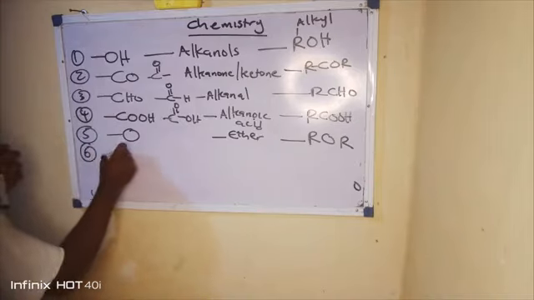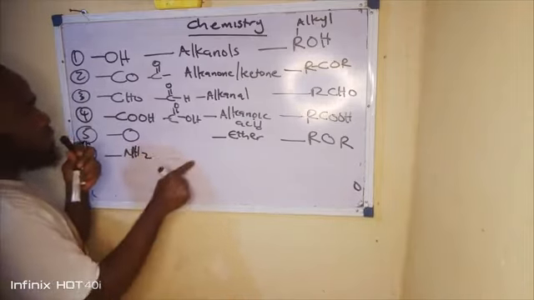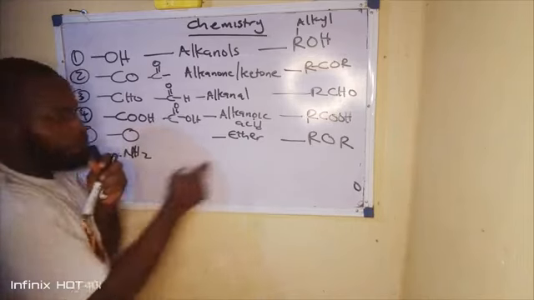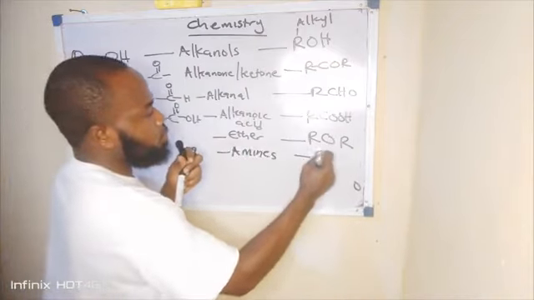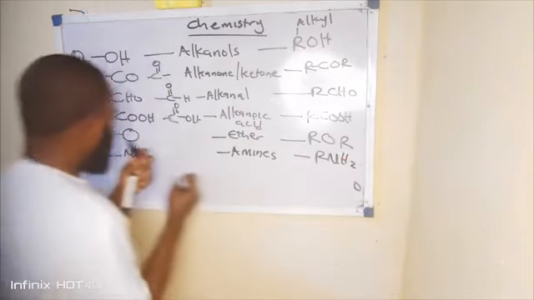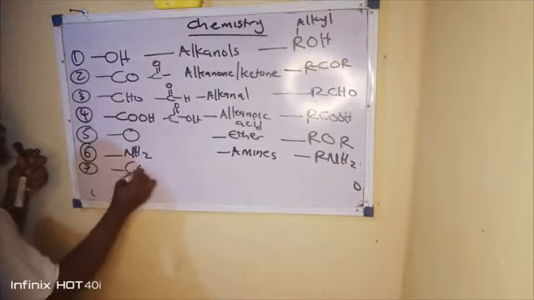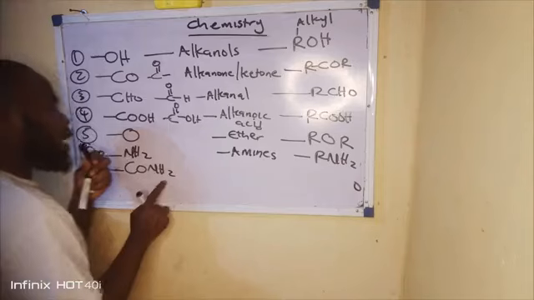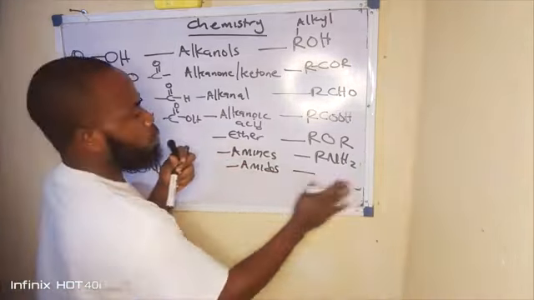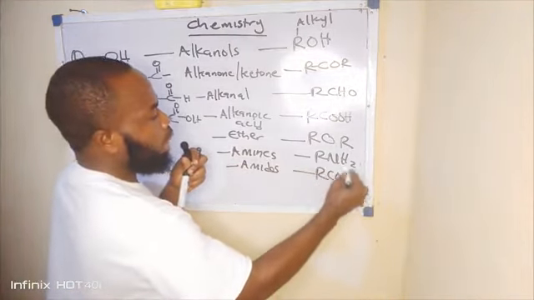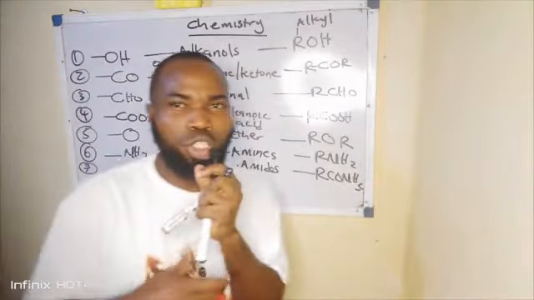Then we have number 6. We have the amino group, which is NH2. Any compound that has this amino group, which is a derivative of ammonia, is known as an amine, and amines have a general formula of RNH2. Then number 7, we have the amide. The amide is remembered as CONH2. This is the functional group, and compounds that have this are also regarded as what? As amides. They have a general formula of RCONH2.